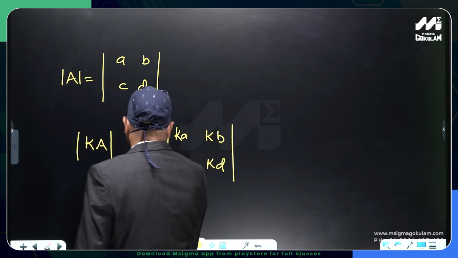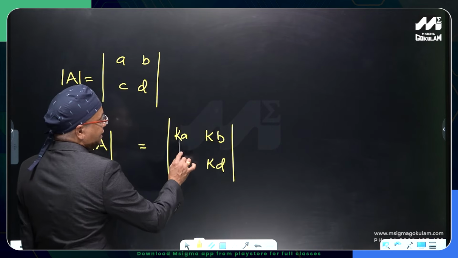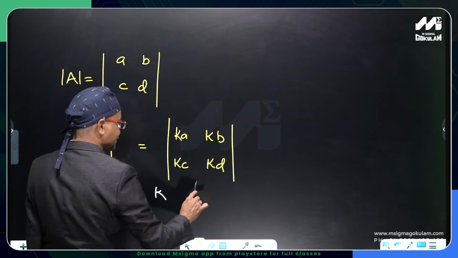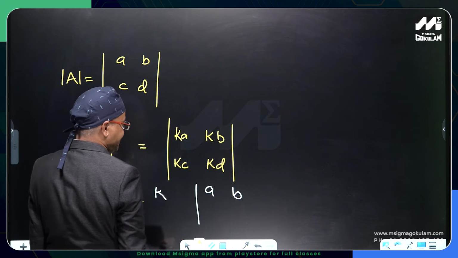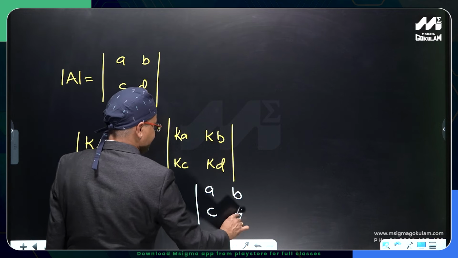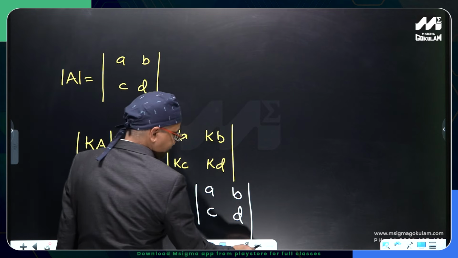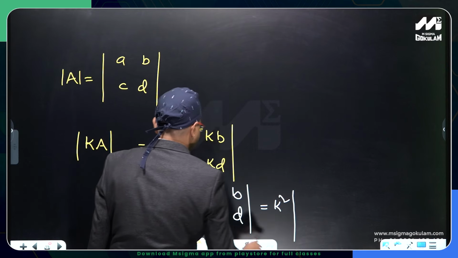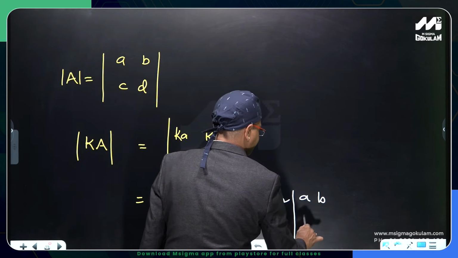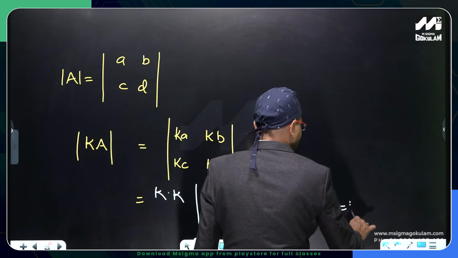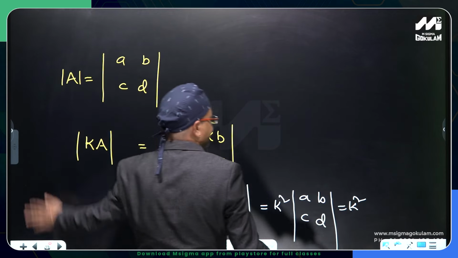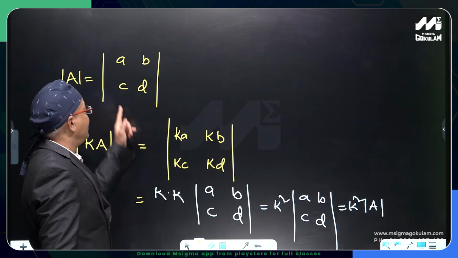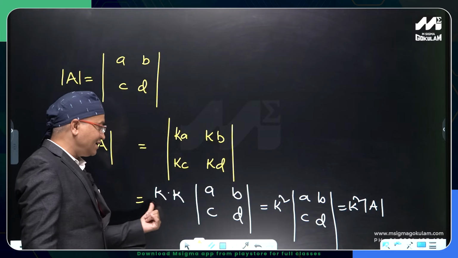Then according to the property, here in KA, KB, K is common. Then you write here A, B. Here KC, KD, K is common. You write C, D. That's it. Now K into K, K square, times the determinant of A, B, C, D remaining. That means K square into det of A, B, C, D, which is nothing but det A only. You observe, from the first row one K is coming out, from the second row one K is coming out, accordingly K into K, K square is coming.